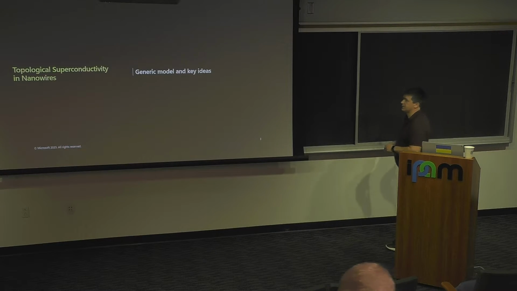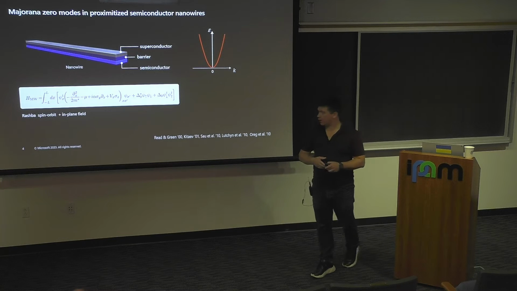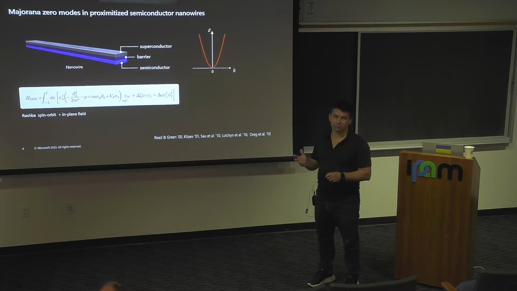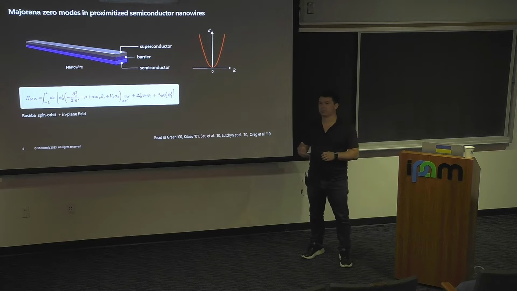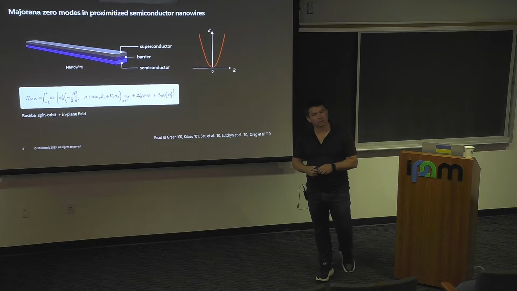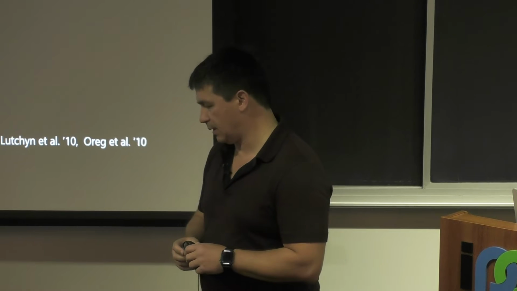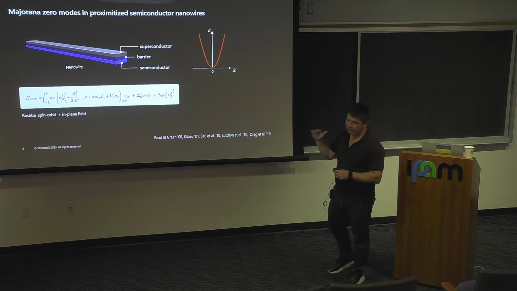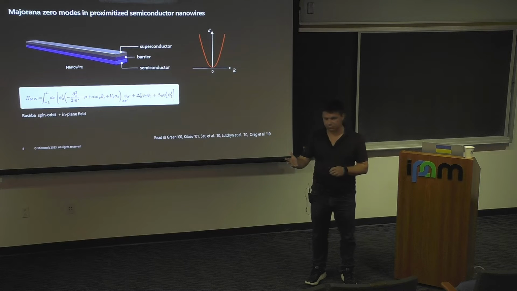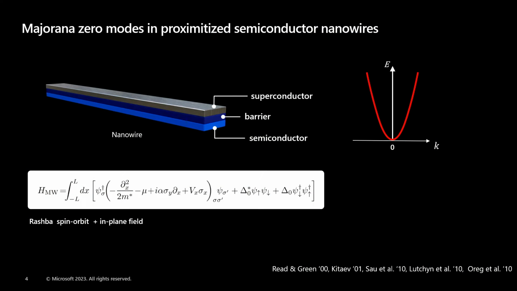So let's go back to the basic idea, general model and key ideas. We heard yesterday about spinless p-wave superconductors. This is the model that was introduced by Read and Alexei Kitaev and used to demonstrate that spinless p-wave superconductors can be used for information processing. However, in order to realize this model in a physical system, you have to get rid of the spin, so we generalized this model to a semiconductor-superconductor heterostructure and found a way to get rid of this redundant spin degree of freedom and realize spinless p-wave superconductivity.